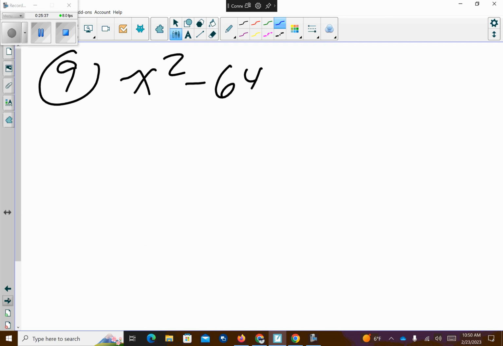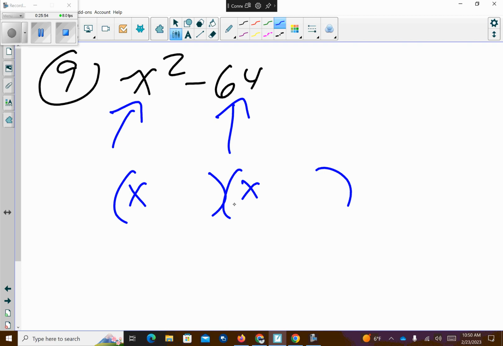This is a special one. This is the difference of two squares. This is a perfect square because x times x is x squared. This is a perfect square because 8 times 8 is 64. What about 2 and 32? 2 and 32 does indeed give me 64, but 8 times 8 is the same. So you're going to put two sets of parentheses. X times x is x squared. 8 times 8 is 64. What do we need to make sure one sign is? Plus and minus. Plus and a minus. Good. Done.